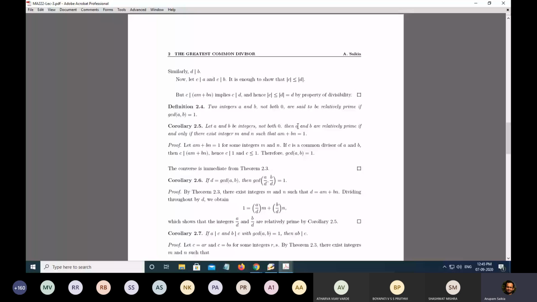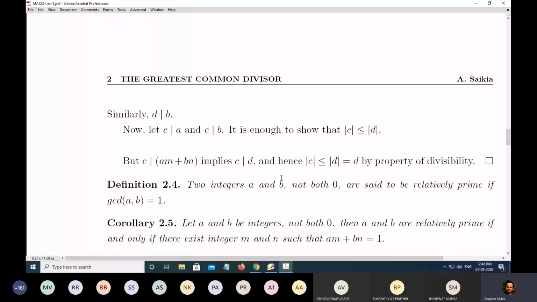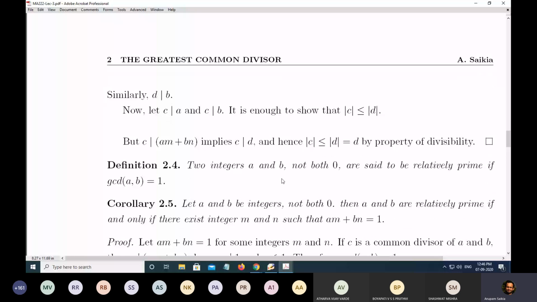So we are here. We have shown that it's a common divisor. Now let's say C divides A and C divides B. Now what we need to show is that C is less than or equal to D, but C divides AM plus BN and D is AM plus BN. So this concludes the proof.